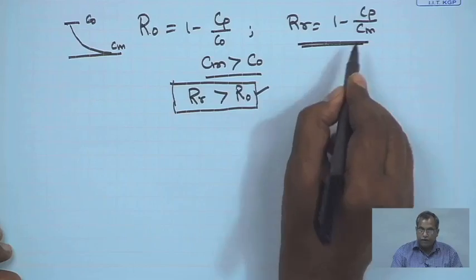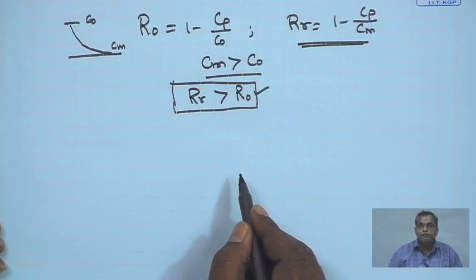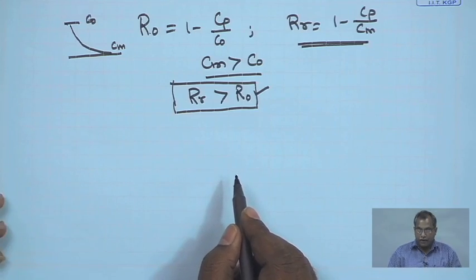Therefore, real retention is a very important parameter as far as the modeling of membrane based separation is concerned, and we have seen at least one experimental method to estimate the real retention of the membrane towards a particular solute and solvent. So, I stop here in this class.